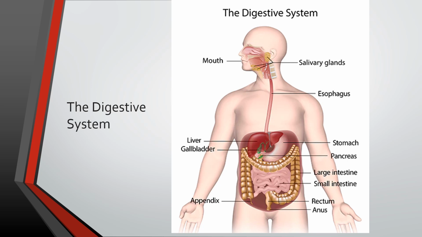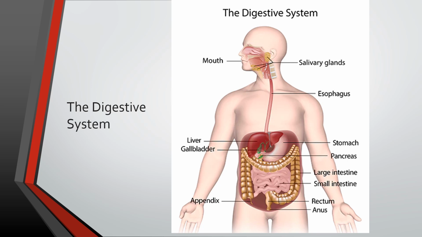Now let me tell you a summary of our digestive system. Digestion happens inside the mouth, stomach and small intestine. Absorption happens inside the small intestine and large intestine. Digestion and absorption are different terms. Digestion happens in the mouth, stomach and small intestine, whereas absorption happens inside the small intestine and large intestine.